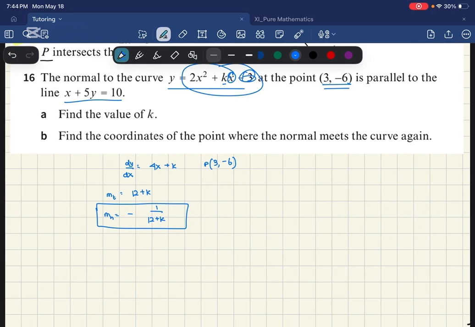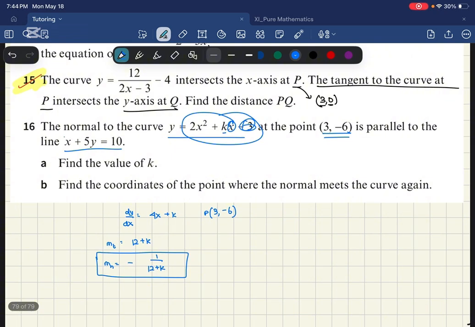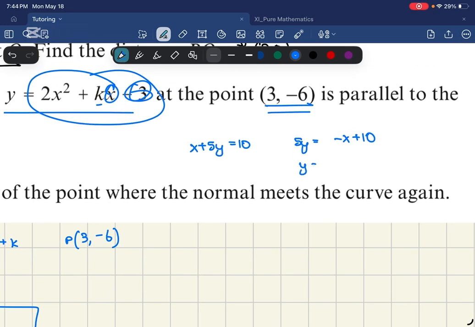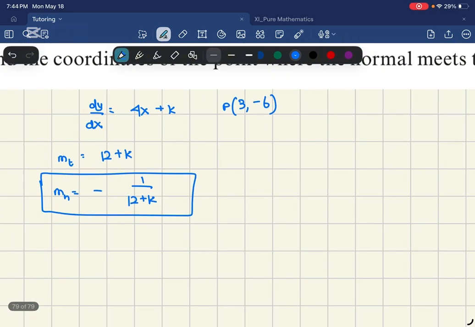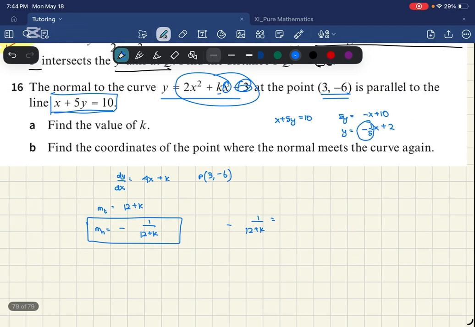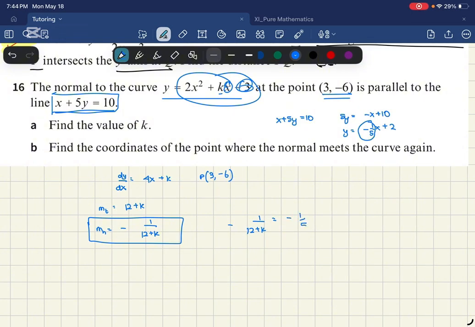Alright. Is parallel to this line. Well, x plus 5y is equal to 10. 5y is equal to negative x plus 10, right? If I send x to the other side, y is equal to negative 1 over 5 x plus 2. This is the slope of this line. So this slope, if it's parallel, then the slopes have to be equal. If two lines are parallel, their slopes must be equal.